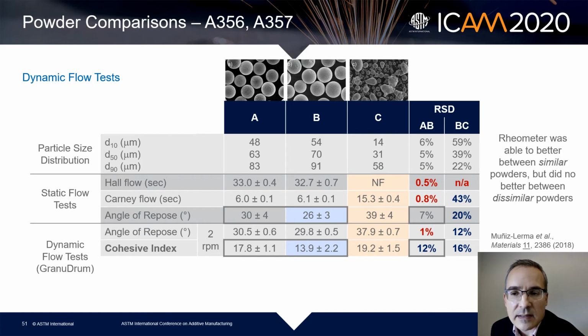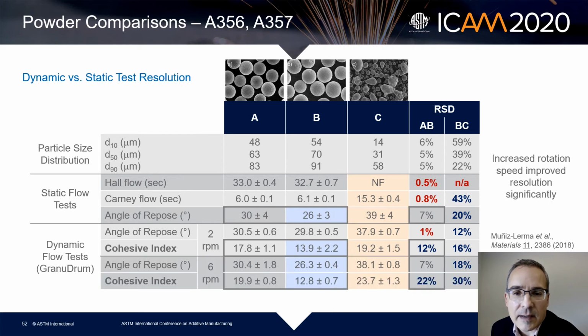The dynamic flow tests in this case were done on a granular drum under a first set of conditions, and showed much better resolution differentiating between powders A and B using one of the two parameters, the cohesive index. And then as they changed those parameters and increased the revolution speed of the drum, you see that resolution actually improved, and they were able to show very strong distinction between not only A and B versus C, but also just A versus B. So this shows that the parameters programmed into the rheometer can improve your results once they're optimized.